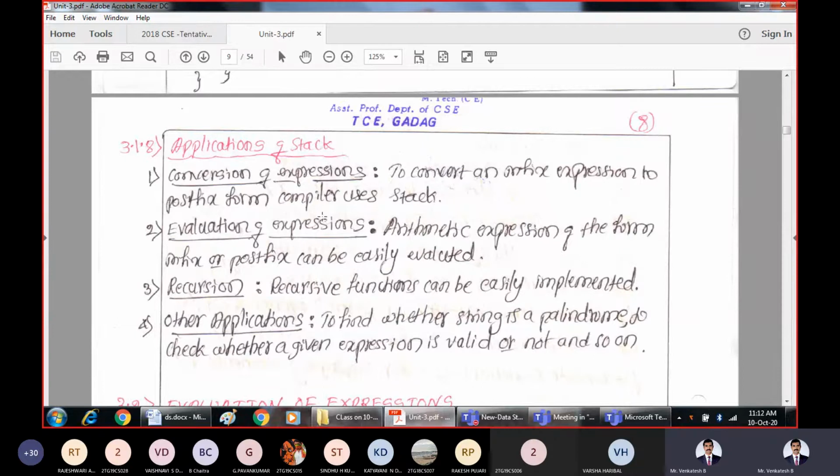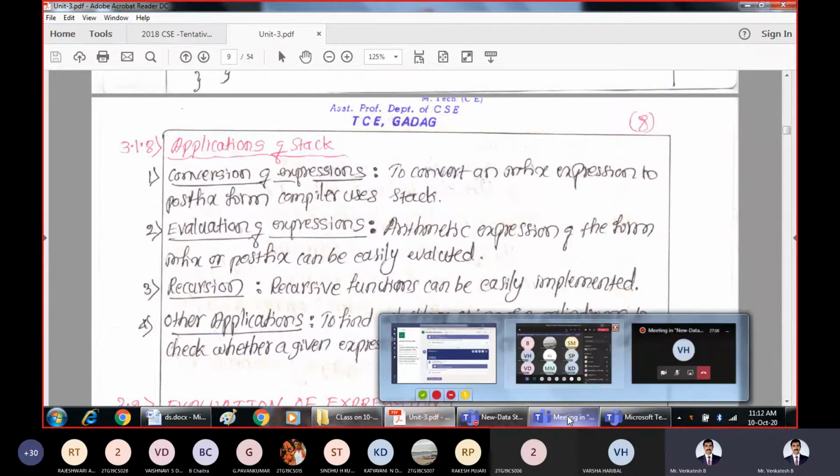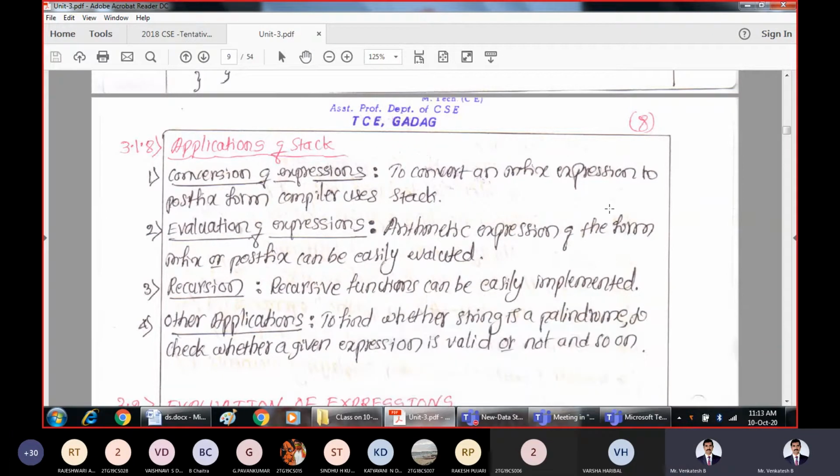Basically we use the stack for converting expressions from one form to another form, that is infix to postfix, postfix to prefix, and other forms. The different types of expressions we have seen in C. So still I'll be explaining it once again. In conversion of expressions, we'll be using the stack to evaluate the expressions, specifically the arithmetic expressions, and that too the postfix expression.